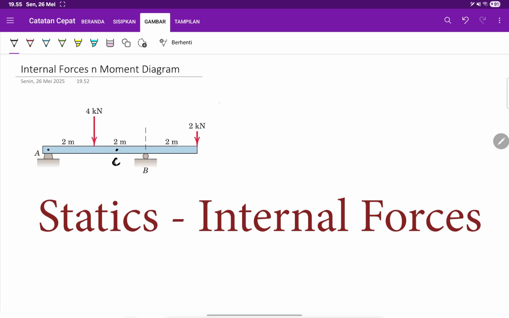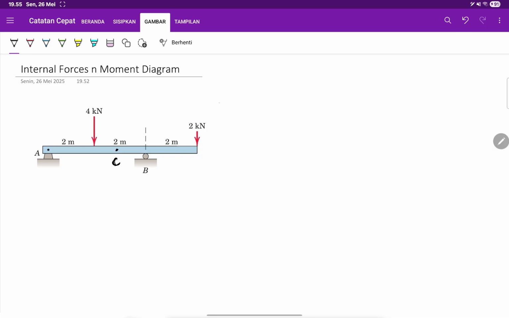So in today's problem, we are going to solve for internal forces and moment diagram. In this kind of problem, what you need to do is first find the reaction forces, then make sectioning, and then plot the internal forces and moment diagram. But in this problem, you will also be asked to solve the internal force and moment at point C.